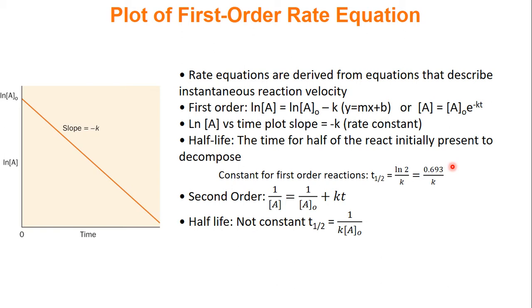Now that's different for a second order reaction. If we had a second order reaction, the way we could plot it is 1 over A on the y-axis and time on the x-axis. Then our slope here will be K, and our y-intercept would be 1 over A initial. Half-life, though, is not constant for second order reactions. Half-life of a second order reaction is based on how much reactant we have. So the half-life for a second order reaction is 1 over K multiplied by how much A initially you had.